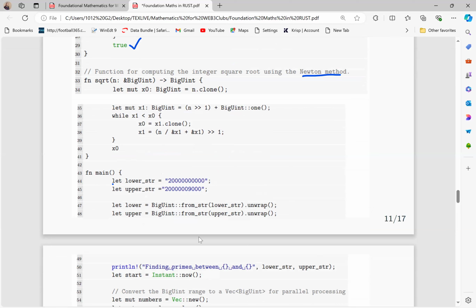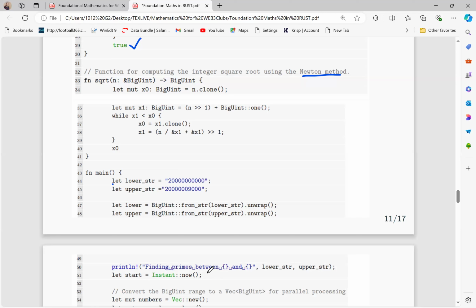Now, if it's okay, then it will print. But if it's not, then it will not. For instance, in this case, it says print finding prime numbers between this range and this range, between the lower limit and the upper limit. Then it gives this. Let the start point be that.